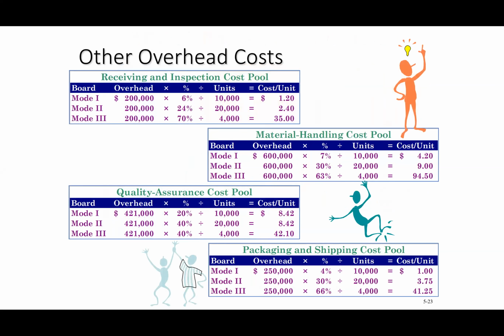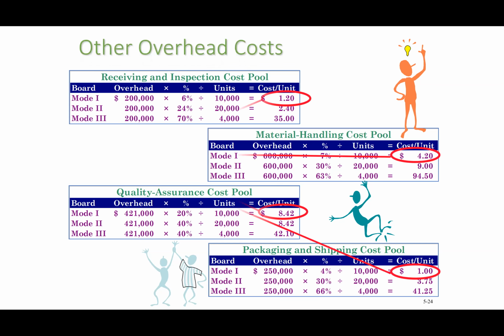And with the same reason, but this one is more like the engineering will do proportions. So for receiving, we have a total cost pool of $200,000. Out of 200,000, we think 6% goes to Model 1, 24% goes to Model 2, and 70% goes to Model 3. Same with material handling, same with quality assurance, same with the packaging and shipping. They just come with different proportions. So with those calculations, we're able to come up.